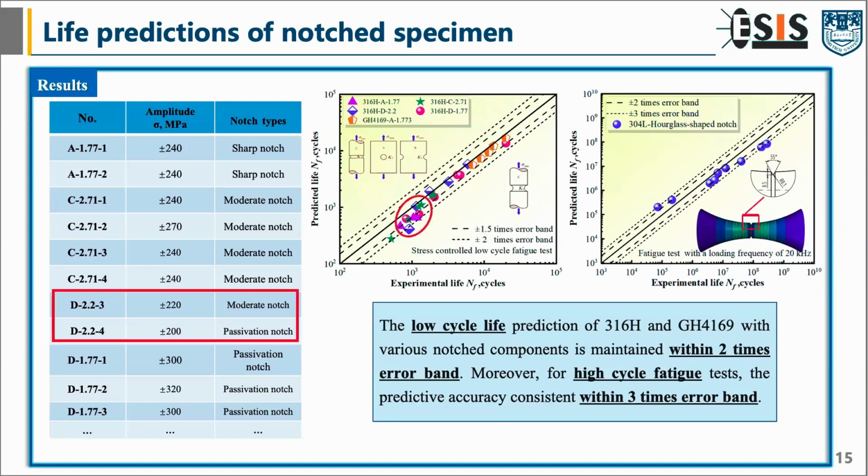And interestingly, we found that the same size of notch may correspond to different notch types under different stress conditions. However, they have similar prediction accuracy.